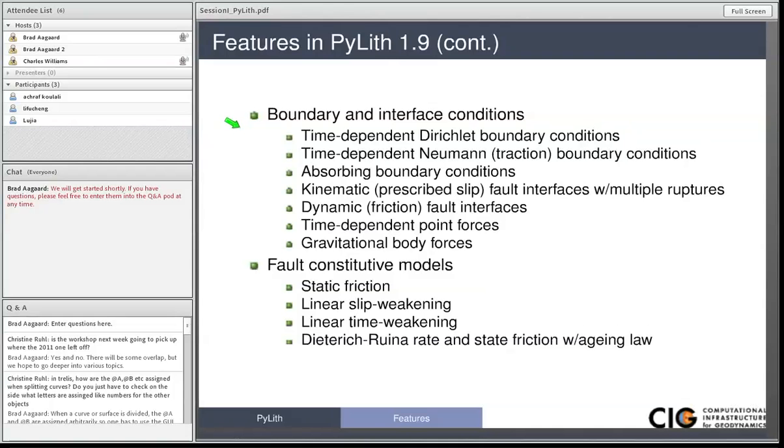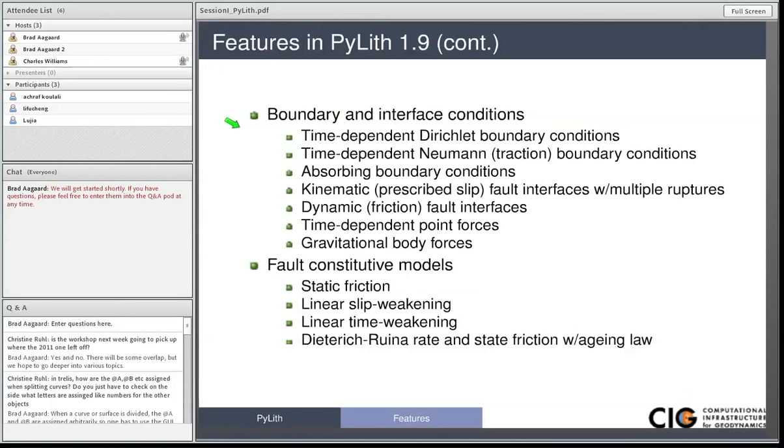We have kinematic faults, where we prescribe the slip on the fault. We can handle multiple ruptures on the same faults that are offset in time, and you can have different rupture speeds for each of those. We also have dynamic friction fault interfaces, time-dependent point forces, and gravitational body forces. When you use the dynamic fault interfaces, we have a number of fault constitutive models, including static friction, linear slip weakening, linear time weakening, and the popular Dieterich-Ruina rate and state friction with an aging law.